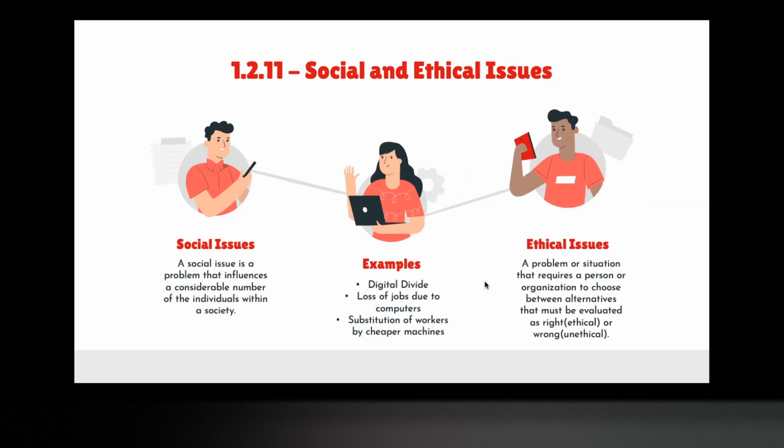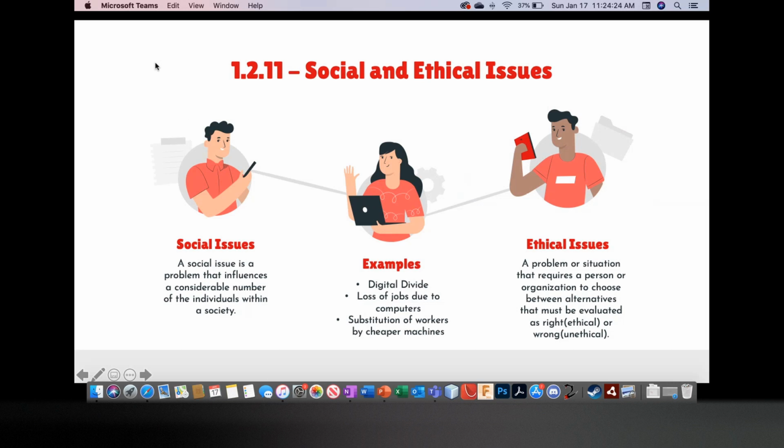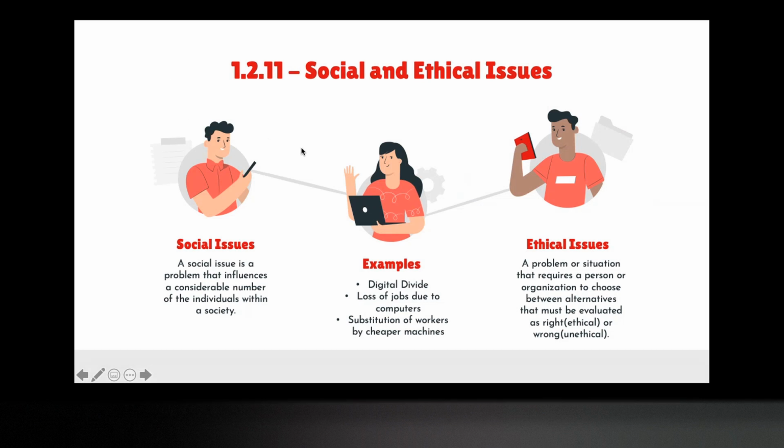So 1.2.11 was social and ethical issues. A social issue is a problem that influences a considerable number of individuals within a society. And an ethical issue is a problem or situation that requires a person or organization to choose between alternatives that must be evaluated as right or wrong, so ethical or unethical. Examples of this are the digital divide, loss of jobs due to computers, and the substitution of workers by cheaper machines.